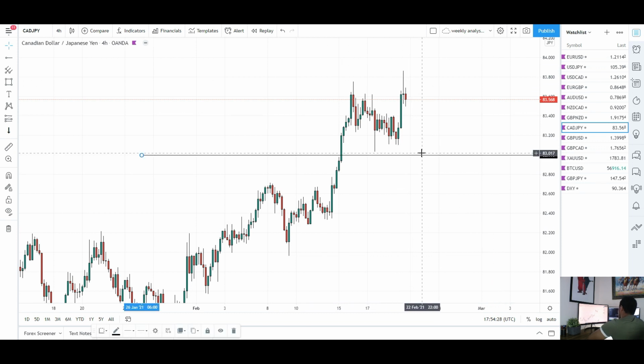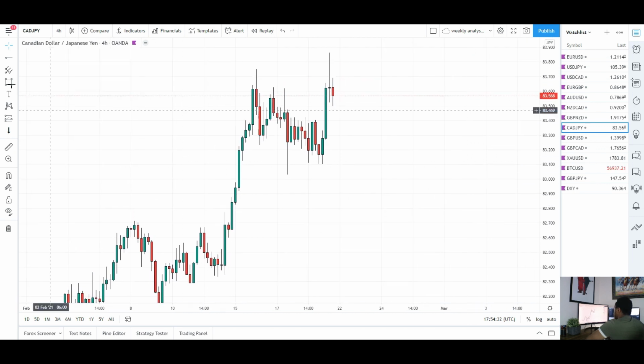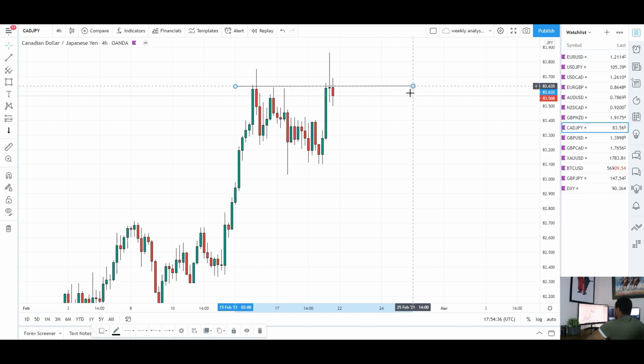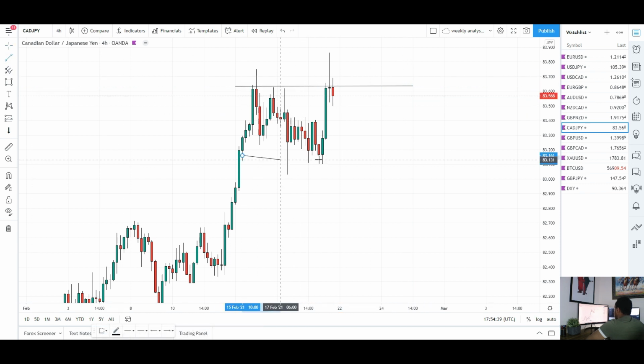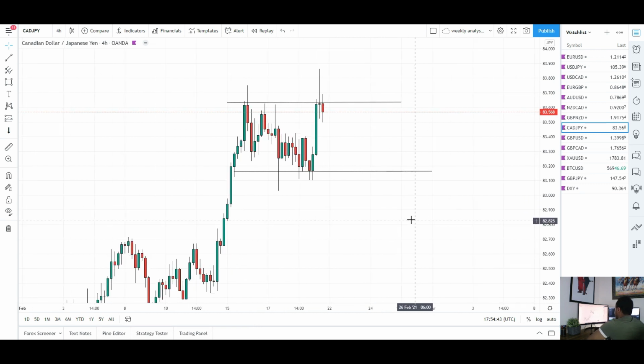So price overall on the daily chart is still looking bullish. On the 4H, it looks like we might be seeing a bit of consolidation here in the market. So again, clear resistance there that price is failing to break through. Clear support here, which is also holding price in a move to the upside there. So we might see a push back to the downside this week.